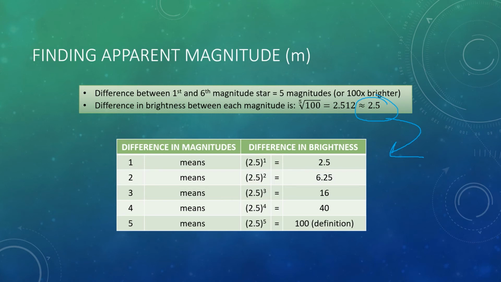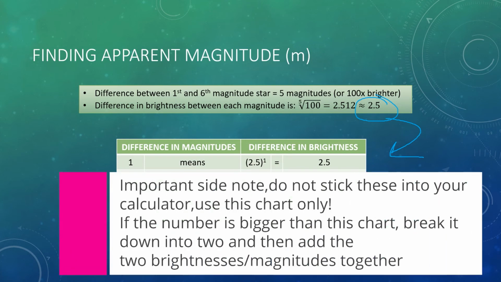So if you have a magnitude difference of 5, you are going to do 2.5 to the 5th power, and that will give you essentially 100. And we're going to go over this a little bit more. It's going to start to make more sense, and then when you do it in the lab, it'll make even more sense.